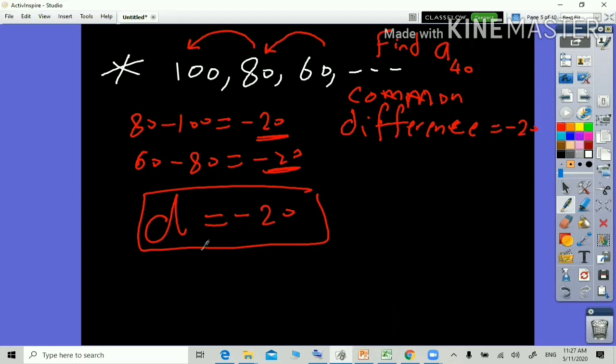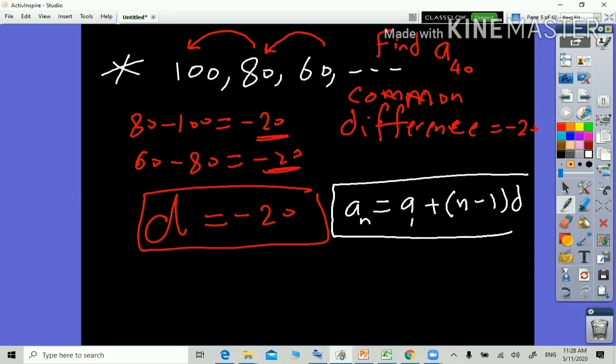Maybe you haven't memorized it till now. I will write it. Look, write the formula. The formula says: An equals A1 plus (N minus 1) D. That formula is very important. I will apply that formula to find A40.